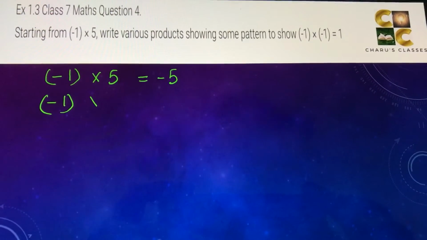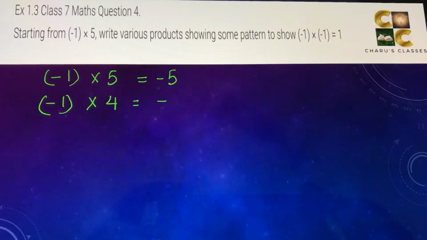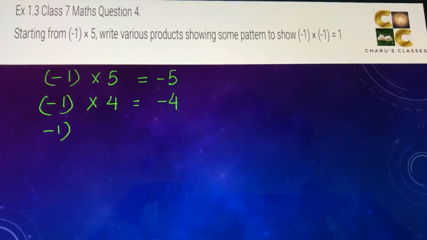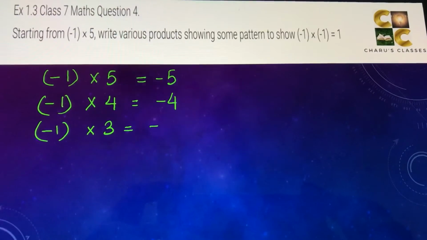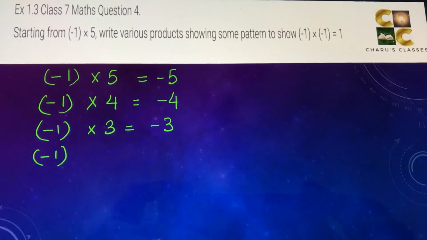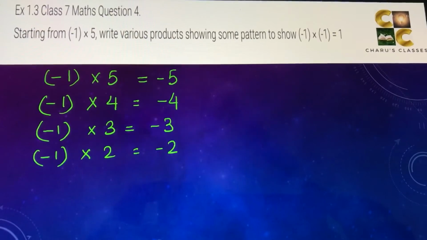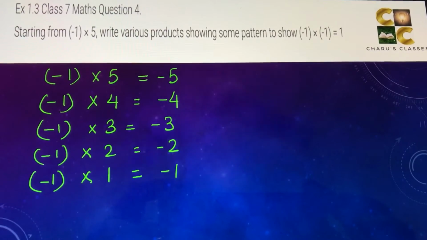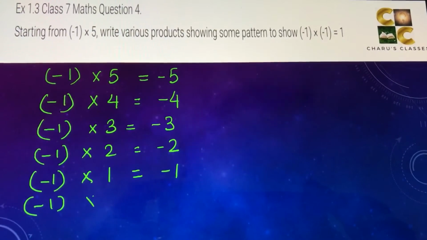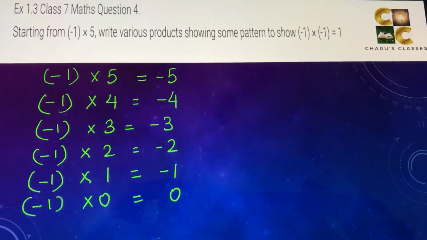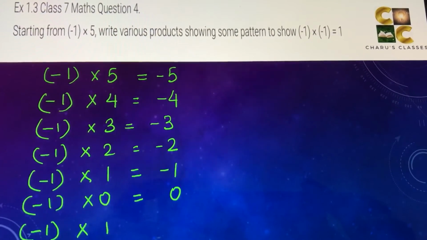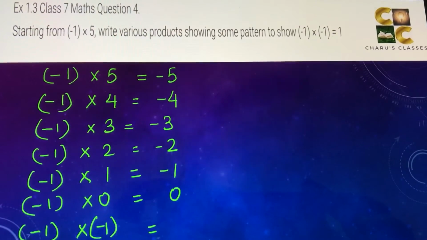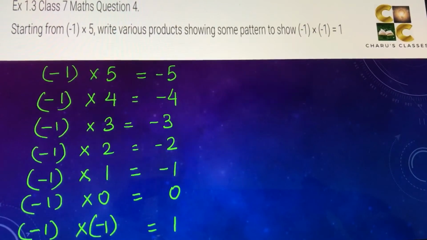Now I can write minus 1 into 4 and I'll get minus 4. Minus 1 into 3, that is minus 3. Minus 1 into 2, that is minus 2. Minus 1 into 1, that is minus 1. Minus 1 into 0, that is 0. And minus 1 into minus 1, two negative numbers. Answer here is 1. So as you can see, यहाँ पे एक pattern form हो रहा है.